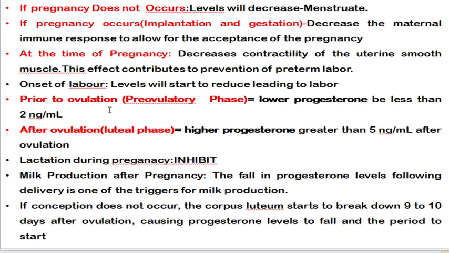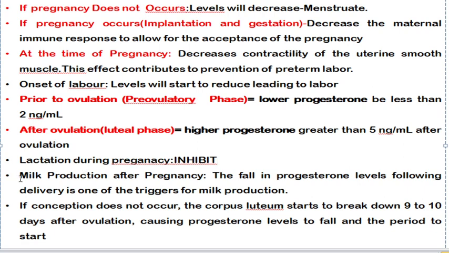Next, prior to ovulation, that is the pre-ovulative stage, the progesterone level is lower, at about 2 nanograms per ml. I'll tell you the reason why. After ovulation, in the luteal phase, the progesterone will double up, that is, the value will go to greater than 5 nanograms per ml. Next, regarding lactation: during pregnancy, progesterone will generally inhibit lactation.